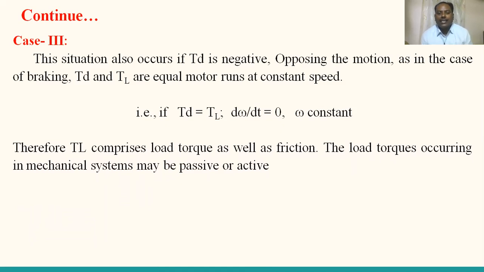Therefore, TL comprises load torque as well as friction torque. Load torques acting in mechanical systems may be passive or active. So plus or minus TD plus or minus TL is equal to J dω/dt. This is the final equation: either TD is plus or minus and TL is plus or minus. So the dynamic torque J dω/dt is equal to plus or minus TD plus or minus TL.